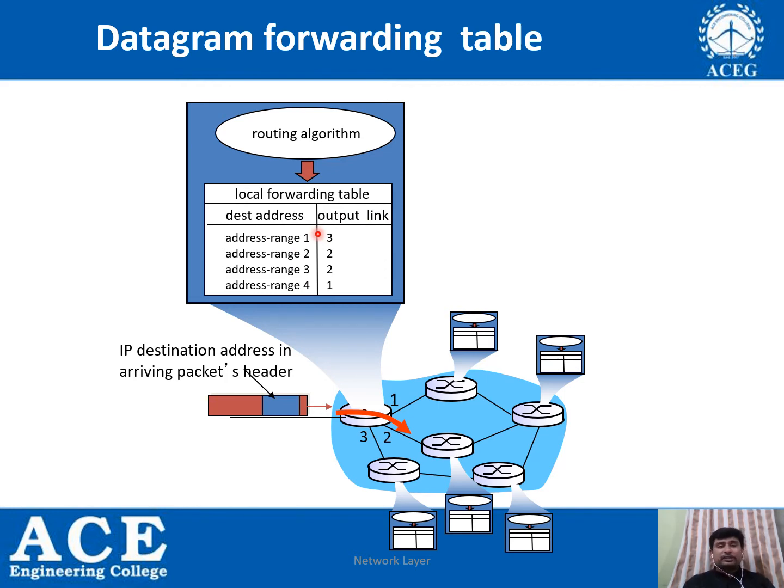And what are the contents the local forwarding table has? We have one column called destination address and the other column called output link. And to prepare this local forwarding table, the routers will be using an algorithm called routing algorithms. Now here, what do we mean by the term address range?